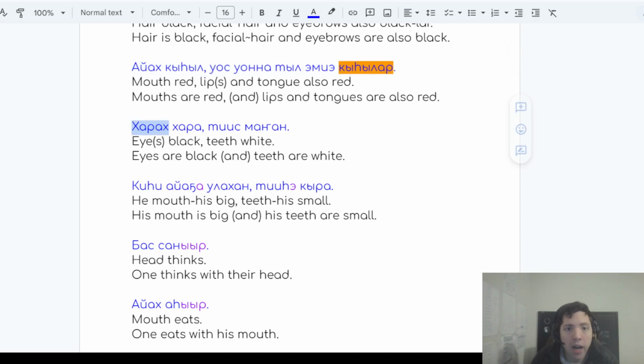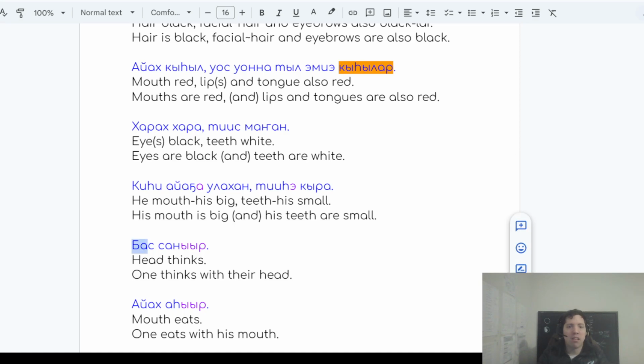Then we have hara hara tis mangan. Some people say this like ung, like some northern U.S. people say singing. It's not like a hard G in my opinion, but some people will do a little g, and some people will not really do the g. It'll be just a throaty, nasally sound. So mangan or mangan, pretty much the same. Eyes are black and teeth are white. Hara hara tis mangan. Kihi ayaga ulahal tihe kra. His mouth is big and his teeth are small. Kihi ayaga ulahal tihe kra.